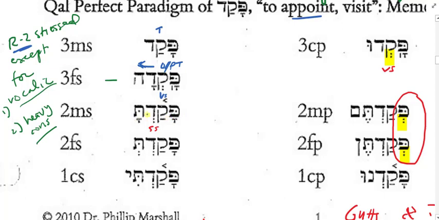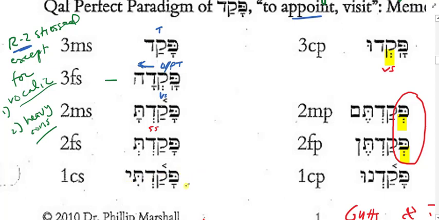Say that with me. Pakadta. You woman, pakadt. 2 silent shvas there. So pakadt. Say that with me. Good. Pakadt. That's kind of hard to say, isn't it? Pakadt. So that's you woman appointed. And then I is just ti. So pakadti.